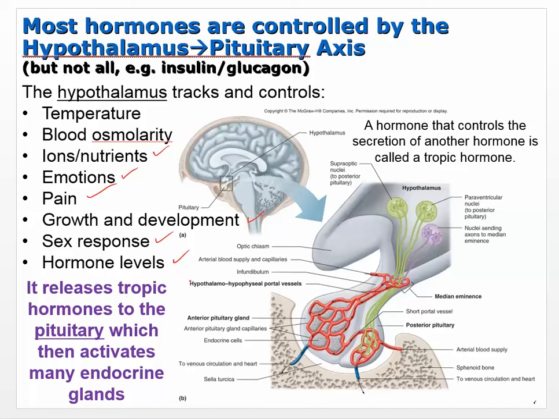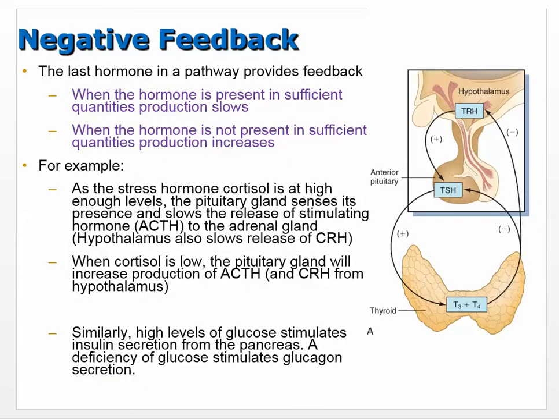So the hypothalamus releases what are called tropic hormones to the pituitary, which then releases its stimulating hormones, which activate the actual gland. All of this is controlled through something called negative feedback. There are a couple of examples here. Here's how thyroid hormone is released.